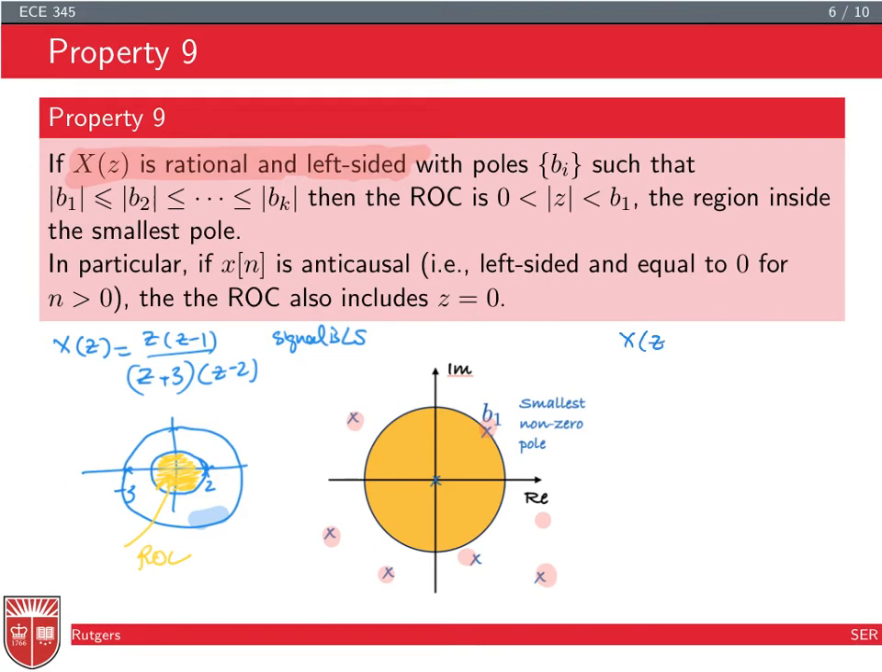So let's suppose X(z) is 1 over z(z minus 1)(z minus 2). Then you can see that you have 3 poles, one at 0, one at 1, and one at 2. The pole of the smallest magnitude is 0, but you don't count it. That's what property 9 is saying. So you pick the pole with the smallest magnitude that is non-zero. And since the signal is left-sided, it's going to be the interior of this circle.